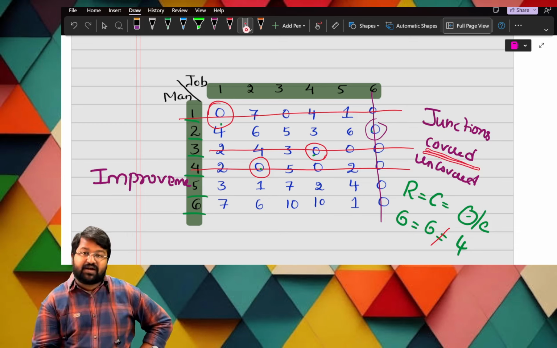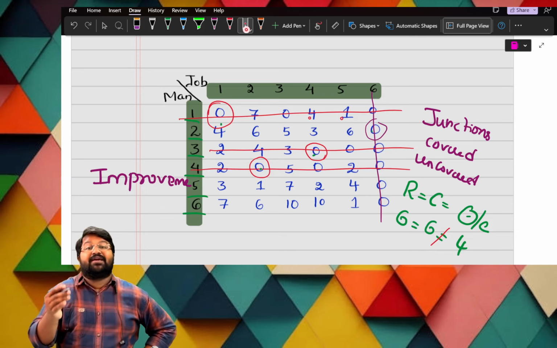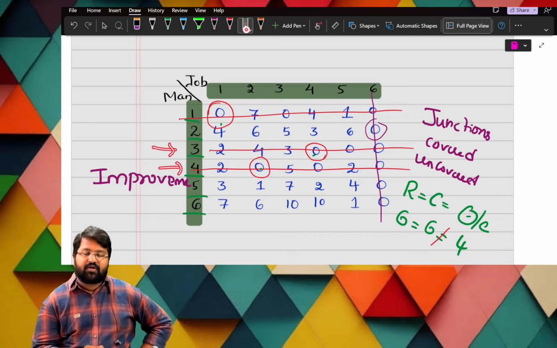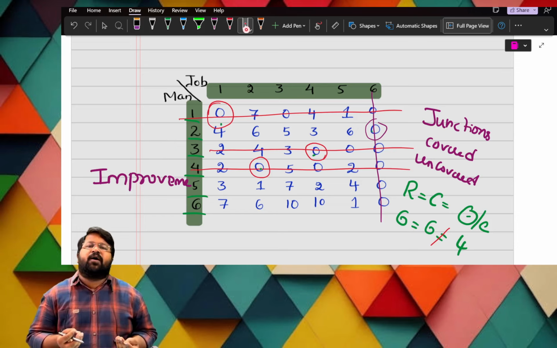So then what are covered elements? 7 is covered under a line, 0 is covered under a line, and this 0 is also covered, 4 is also covered, 7 is also covered. These are the elements which are being covered by lines. In row 3 also we have covered elements, in row 4 also we have covered elements.